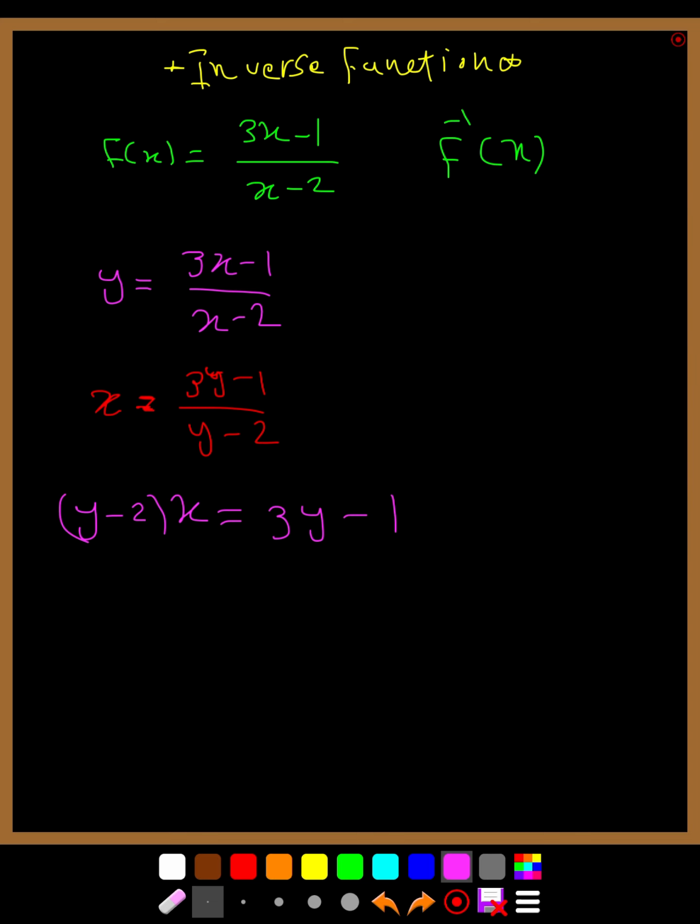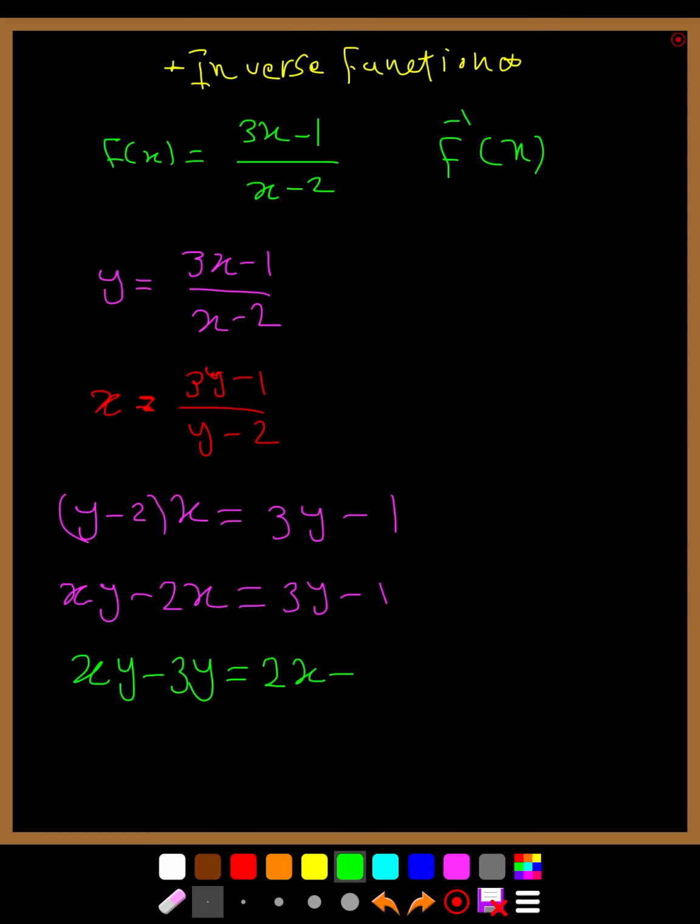Use the distributive property, multiply x times y, it will be xy, x times minus 2 is minus 2x, equals 3y minus 1. What we'll do after, bring the terms that have y with the terms that have y. So this one has y, xy, I am going to bring it to this side, xy minus 3y, and shifting minus 2x to the other side, it will be 2x minus 1.